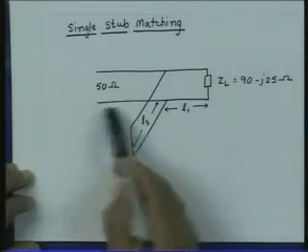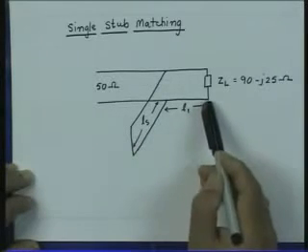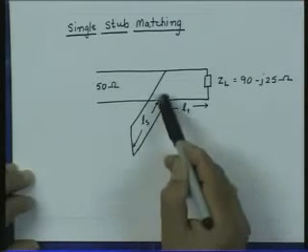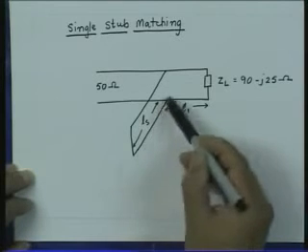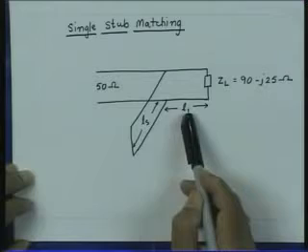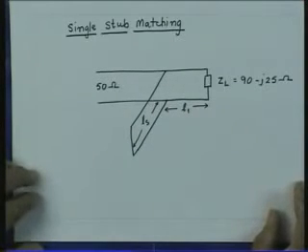So, the parameters which are to be calculated are the length of the transmission line L1 that gives the location where the stub is to be introduced on the main line, and the length of the stub Ls. So, these two quantities are unknown. The impedance of the transmission line is the same as the characteristic impedance of the line, which is 50 ohms.